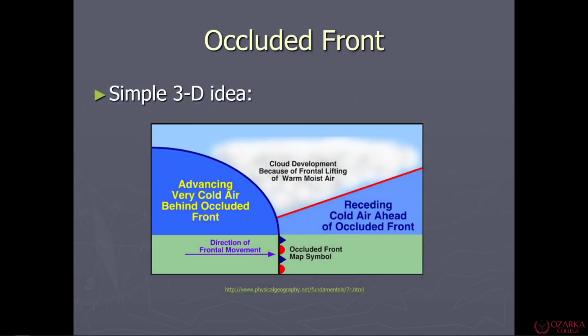All right, so let me blow this up. So here's the 3D idea of an occluded front. You've got advancing very cold air behind an occluded front. The direction of frontal movement is noted by the triangles and semicircles pointing to the right. The receding cold air is ahead of the occluded front, and then in between, cloud development because of frontal lifting of the warm, moist air. Okay?